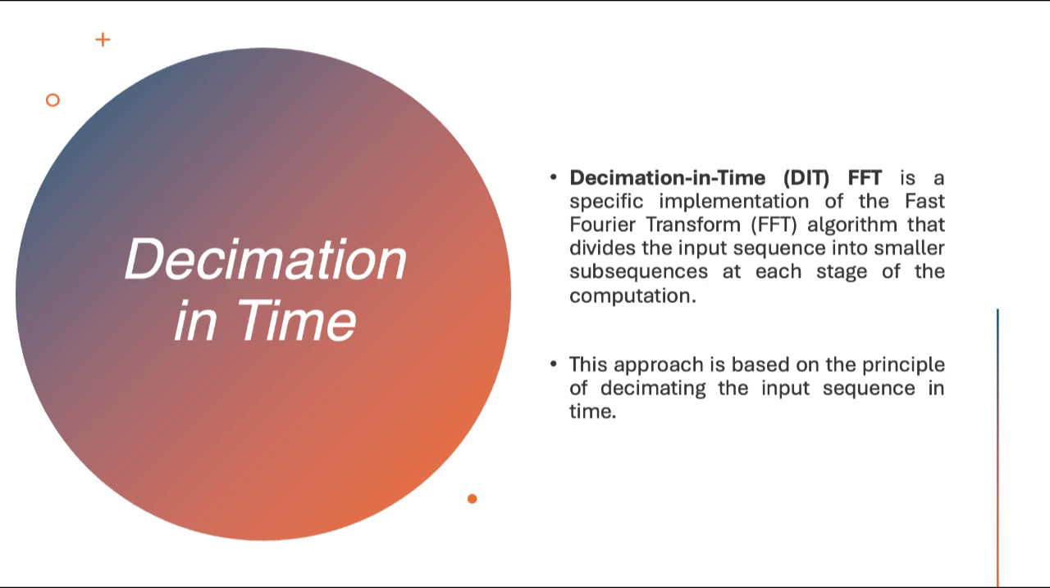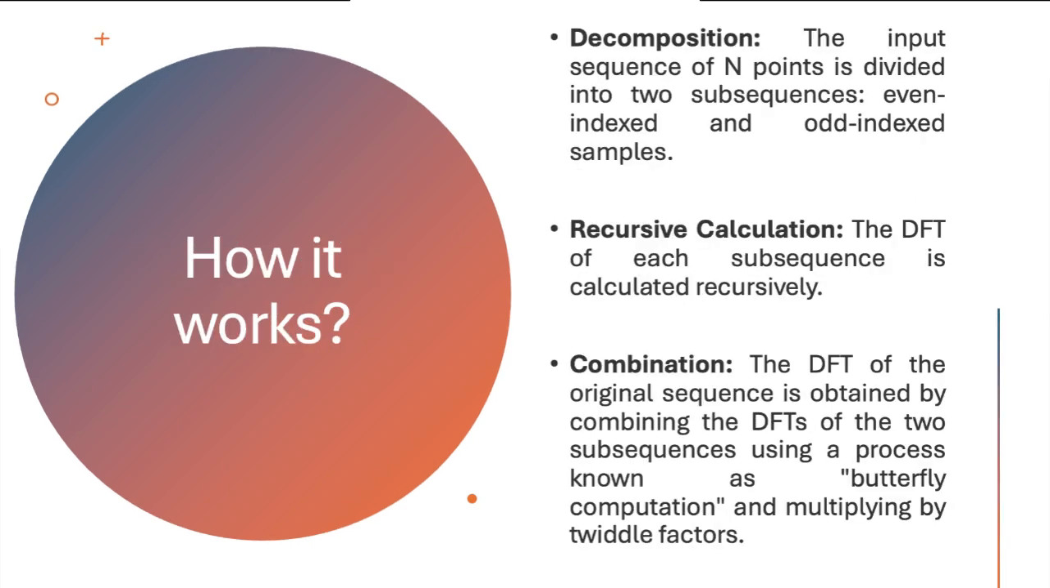Decimation in time FFT is a specific implementation of the Fast Fourier Transform algorithm that operates by dividing the input sequence into smaller subsequences at each stage of computation, utilizing the principle of decimating the input sequence in time. It works by first decomposing the input sequence of n points into two subsequences, consisting of even-indexed and odd-indexed samples. The DFT of each subsequence is then calculated recursively, and finally, the DFT of the original sequence is obtained by combining the DFTs of the two subsequences through a process known as butterfly computation, which includes multiplying by twiddle factors.